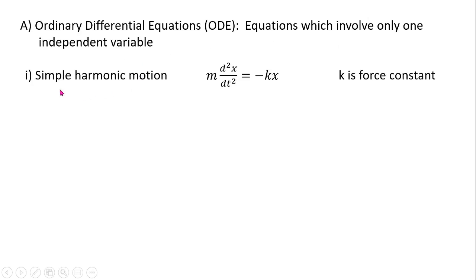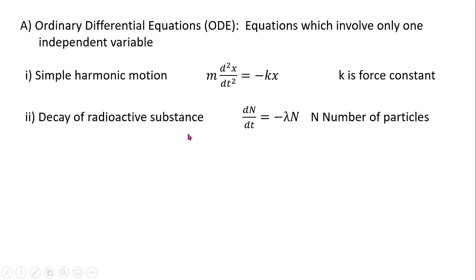For example, in the case of a simple harmonic oscillator, the displacement x is changing with respect to time, and the equation is m d square x upon dt square is equal to minus kx, where k is the force constant. Here x is a dependent variable and t is an independent variable. In this equation, there is only one independent variable t. Therefore, this is an ordinary differential equation.